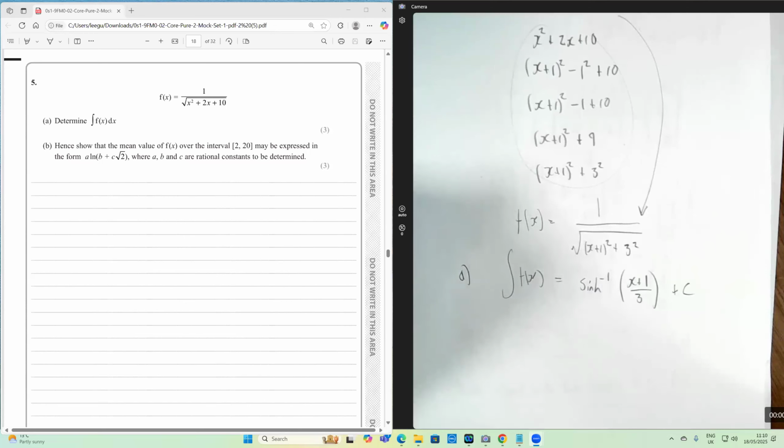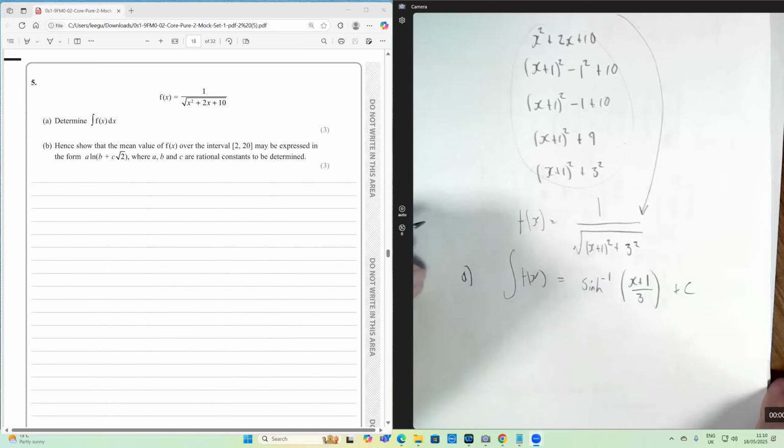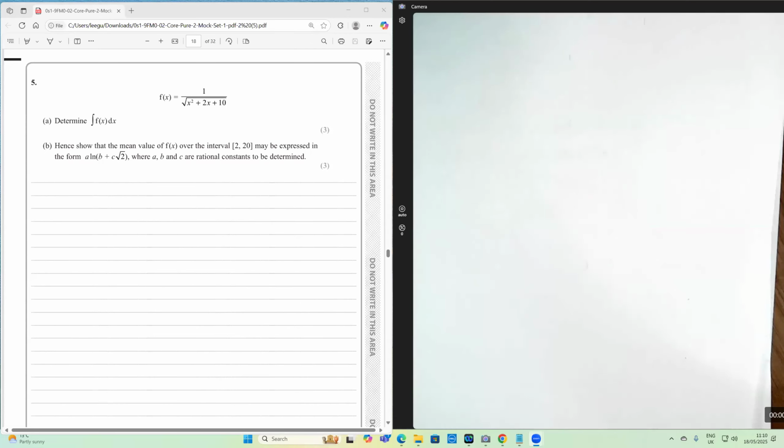Now, part B: hence show that the mean value of the function in the interval between 2 and 20 can be expressed in that format. Okay, I might start a fresh piece of paper here. Let's think about this next bit.